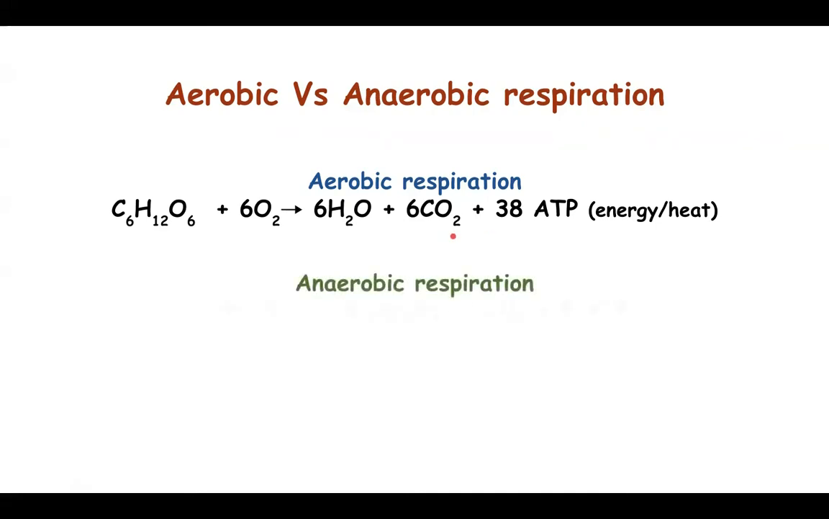In anaerobic respiration, on the other hand, there is no involvement of oxygen, and instead, ethanol, carbon dioxide, and only 2 moles of ATP are produced. So, anaerobic respiration produces an organic compound as one of the byproducts. There is no formation of any water. Anaerobic respiration occurs in plants only for a short duration of time. Their preferable mode of respiration is the aerobic mode of respiration.